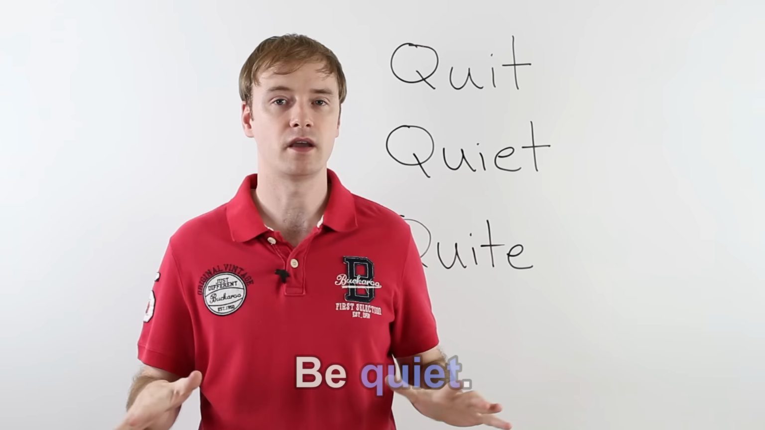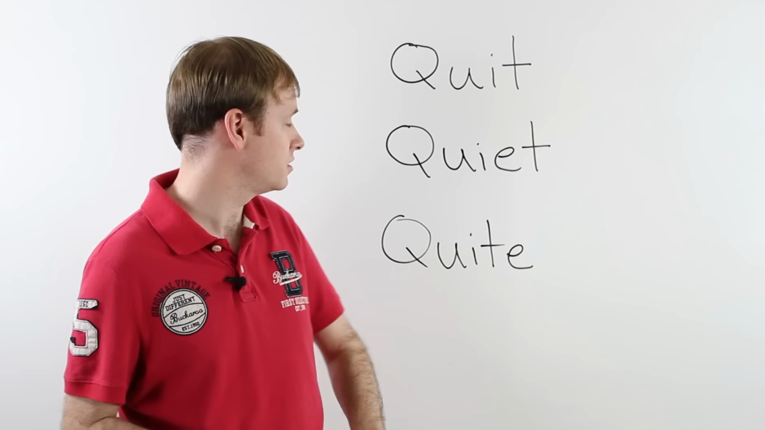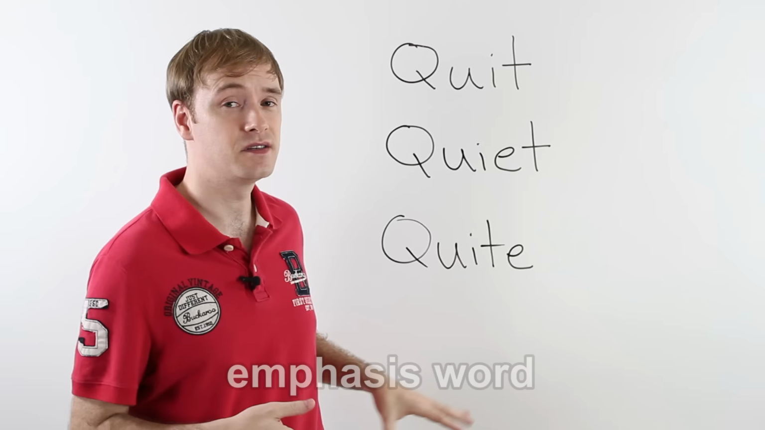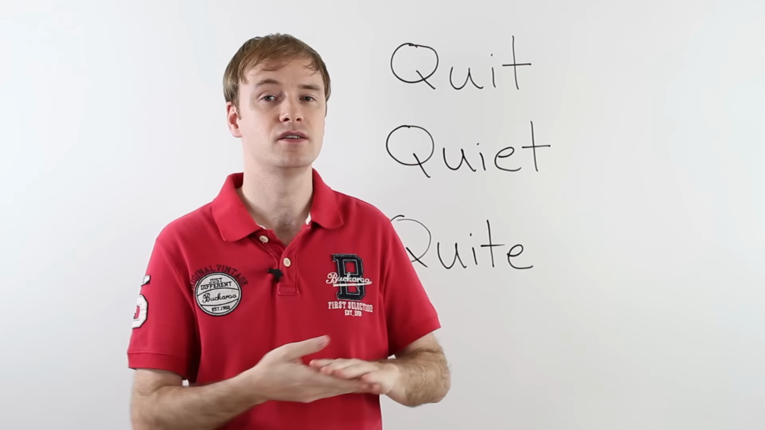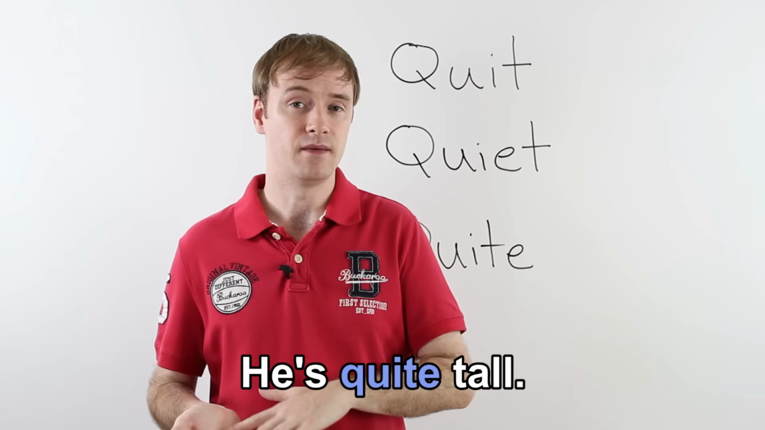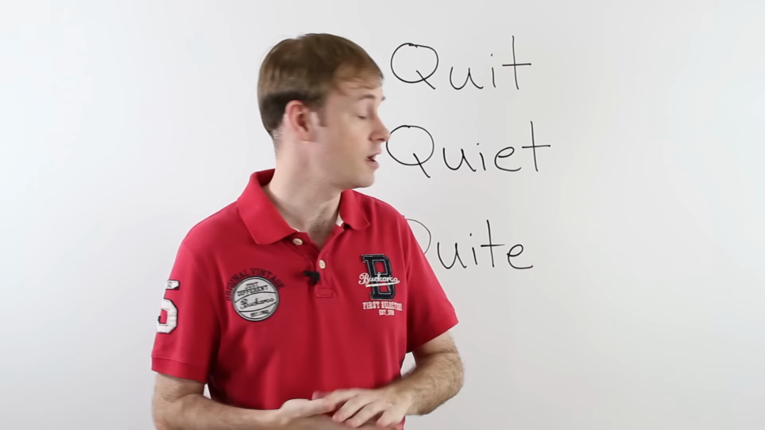And the last one, quite. Now quite is the confusing one. Now this word is used for emphasizing another word. It's an emphasis word, and it usually means very, okay? So in a sentence like, she's quite pretty, okay? It's emphasizing pretty, so it means she's pretty, she's very pretty. Or another sentence, he's quite tall. It's emphasizing tall, so he's very tall. Okay, so that's quite. Let's go back to the pronunciation.